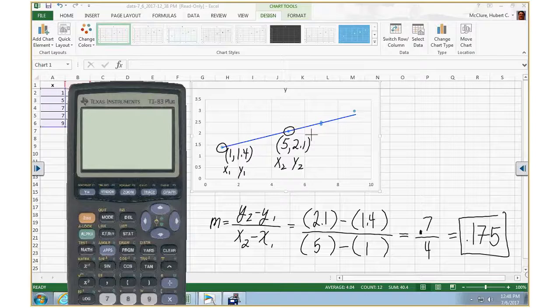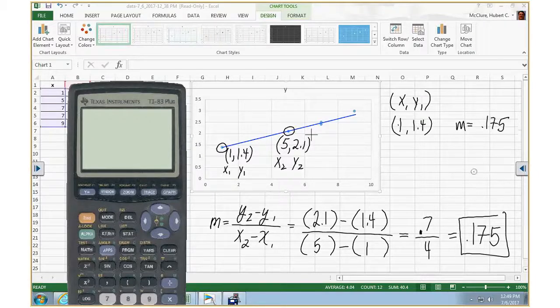All right, now I'm going to pick a point. I'm going to pick 1 and 1.4. Why am I picking that point? KISS method. What's the KISS method? Exactly. Why would I go use 105 and 206 when I can use 1 and 1.4? So I'm going to pick that. That's my x sub 1, y sub 1. I'm going to pick 1 and 1.4. That's my point. My slope is equal to 0.175.